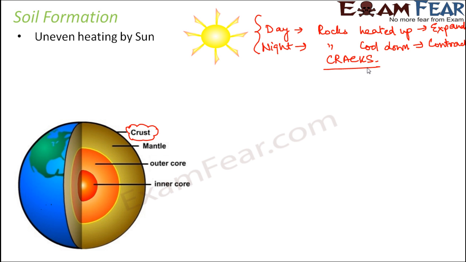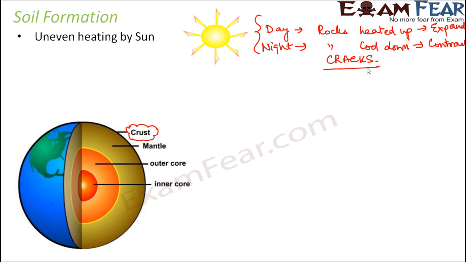Now, what do the cracks indicate? The presence of cracks indicates that now the rocks can break down into smaller pieces. So the moment cracks develop in the wall of your house, what does it indicate? It indicates that now cracks are there, so gradually the wall might break down into pieces. Right? So the same thing happens here. The cracks develop on the rocks and gradually the rocks break into smaller pieces.